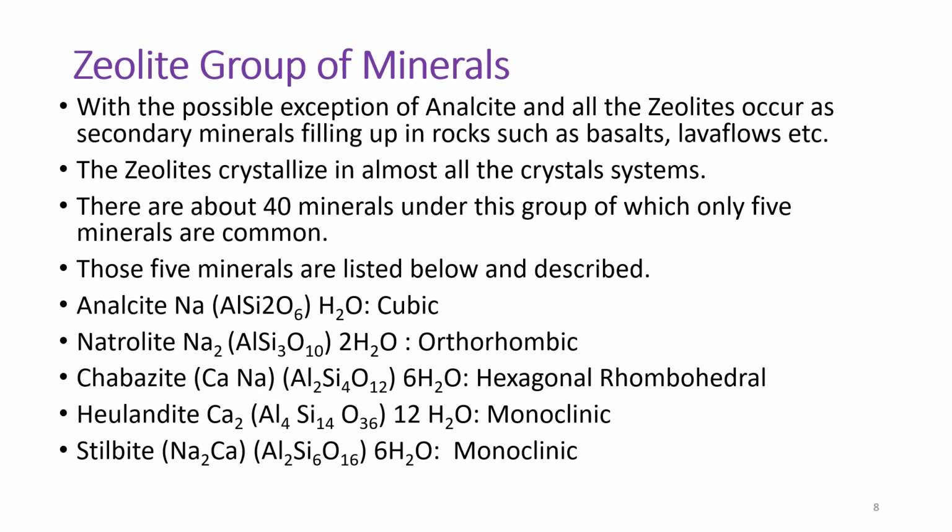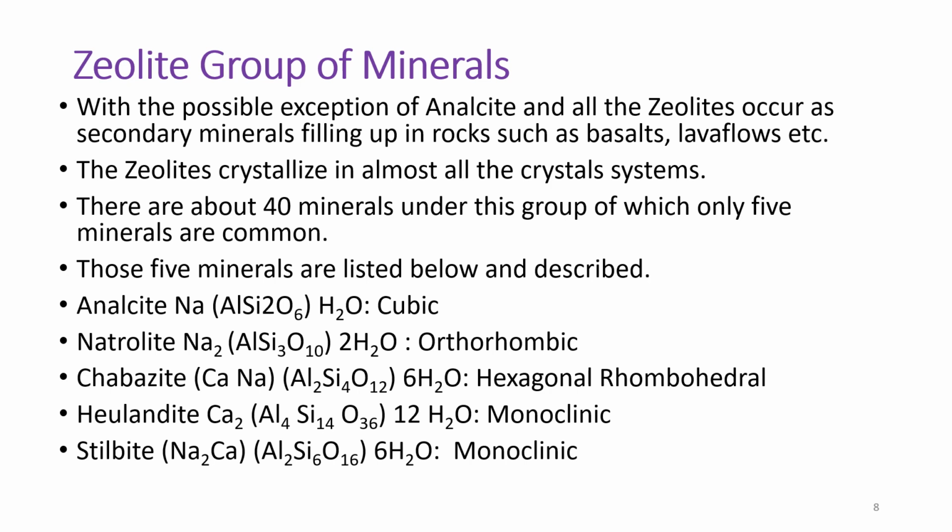Even though there are about 40 minerals under this group, only 5 minerals are very common, and we are discussing those. These 5 minerals are analcime, natrolite, chabazite, heulandite, and stilbite. Analcite has sodium, aluminum, silica along with water molecules, and belongs to the cubic system. Natrolite is a sodium aluminosilicate with 2 water molecules, and it belongs to the orthorhombic crystal system.